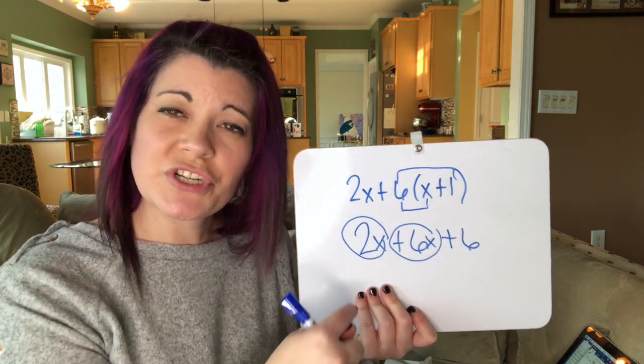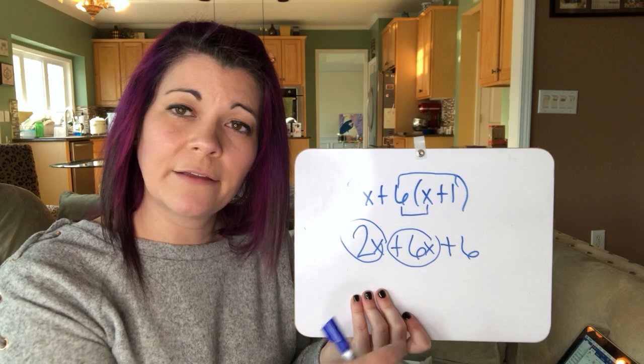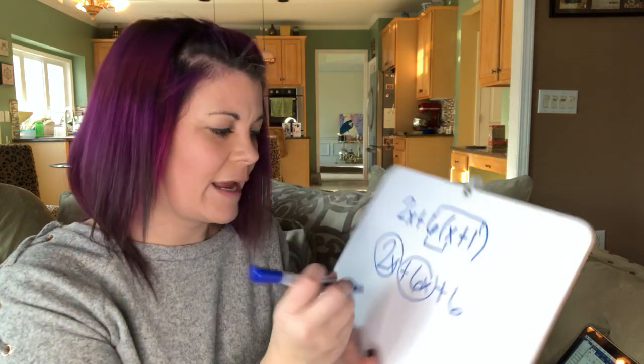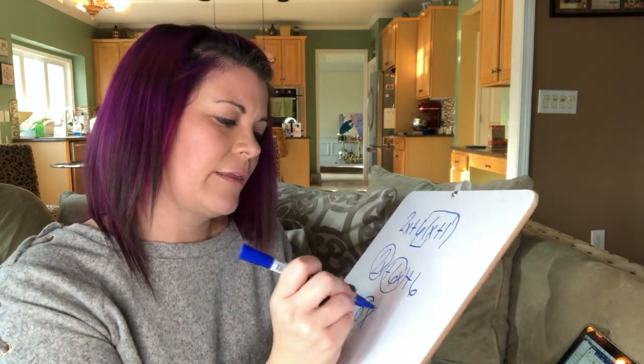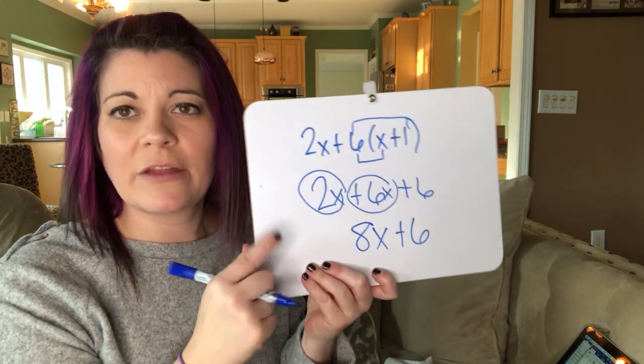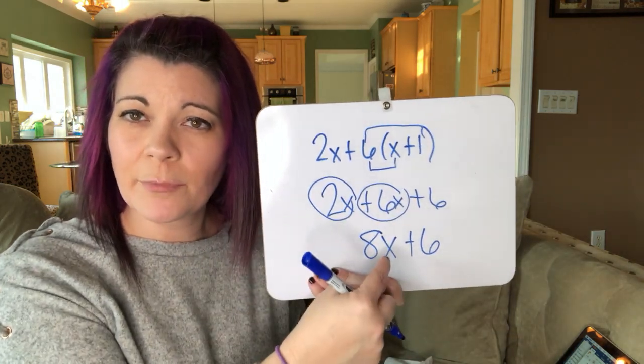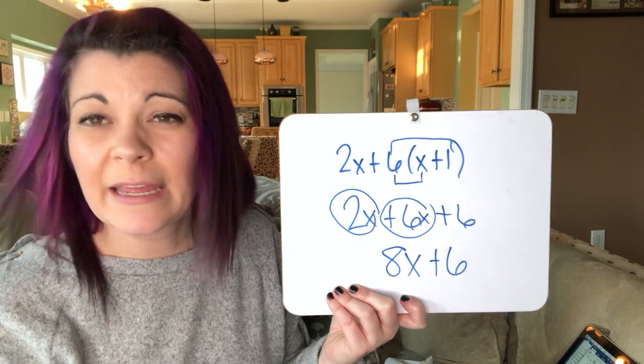So remember, take the operation in front. 2x plus 6x, so that's 2 plus 6, which is 8x. And then plus 6. So I just added the coefficients and brought the variable down, and then plus 6. I can't do anything anymore. That is how you add and subtract like terms.